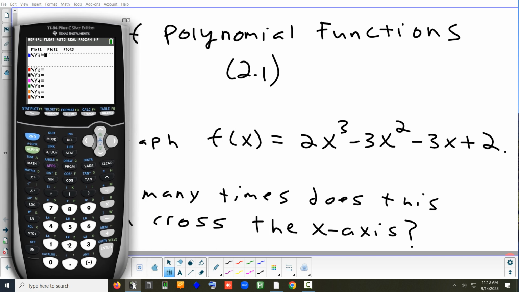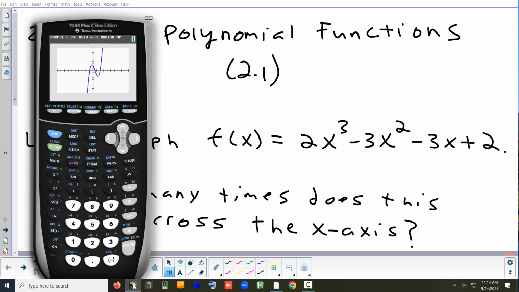So we've got 2x cubed minus 3x squared minus 3x plus 2. I'm going to try zoom 6. If that doesn't work, I'll adjust. That's fine. So how many times does that graph cross the x-axis? Yeah, 3. It crosses 3 times.